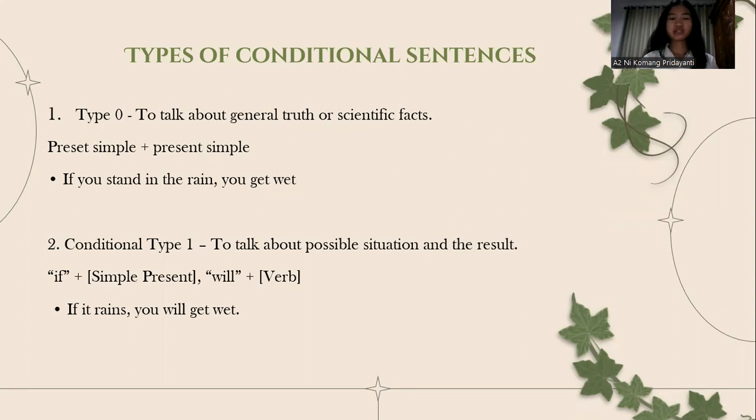And then number 2 is conditional type 1. It's used to talk about a possible situation and the result. The formula is if plus simple present, and then will plus verb. For example, if it rains, you will get wet. And then, if you don't hurry, you will miss the bus.